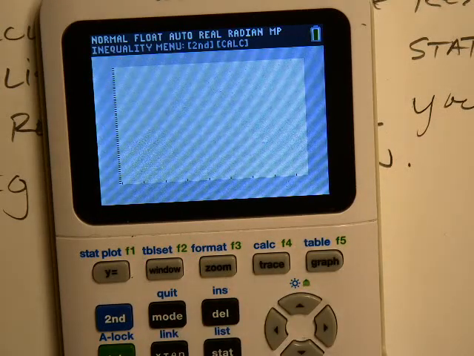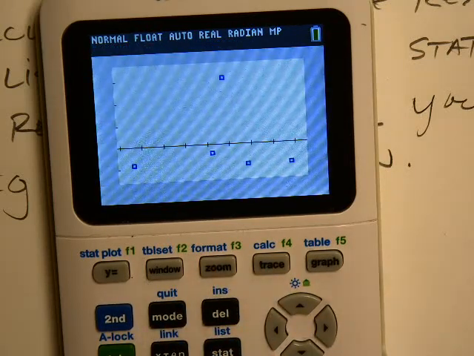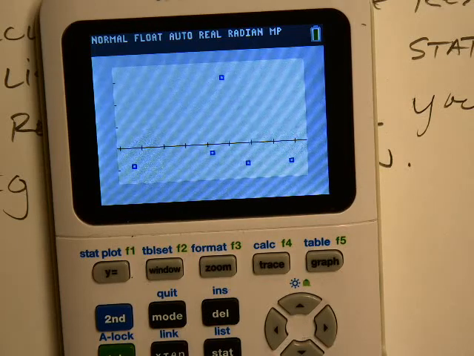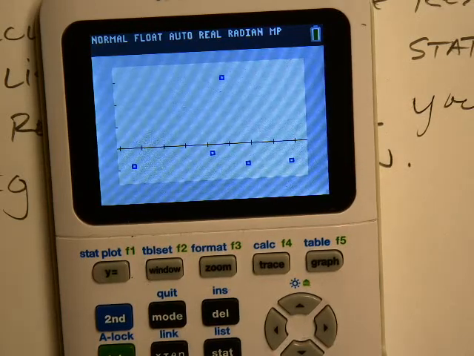And you'll have to zoom 9. And there's your residual plot. Now, is there a pattern? I don't know. Probably not.